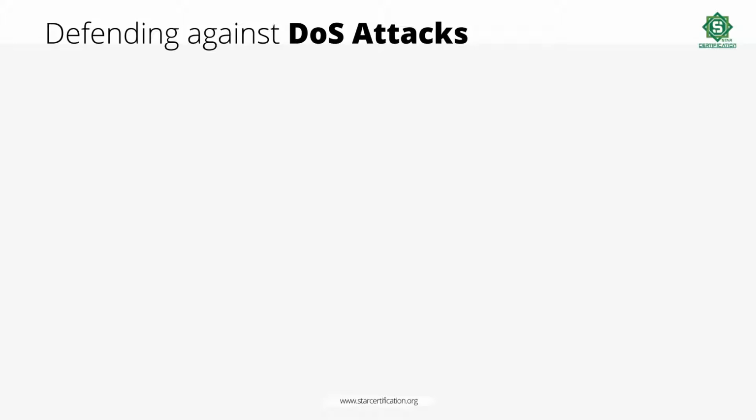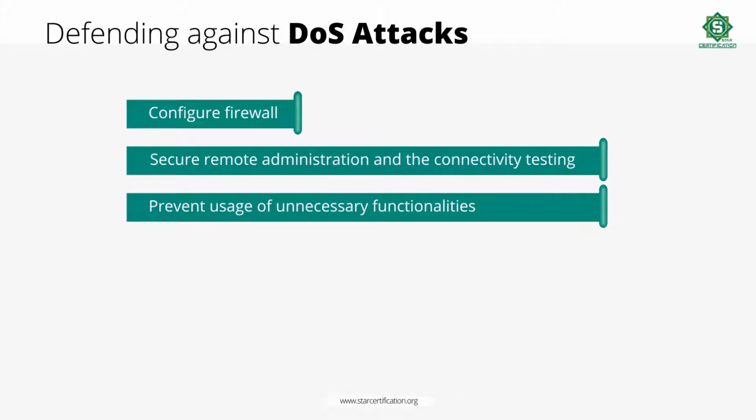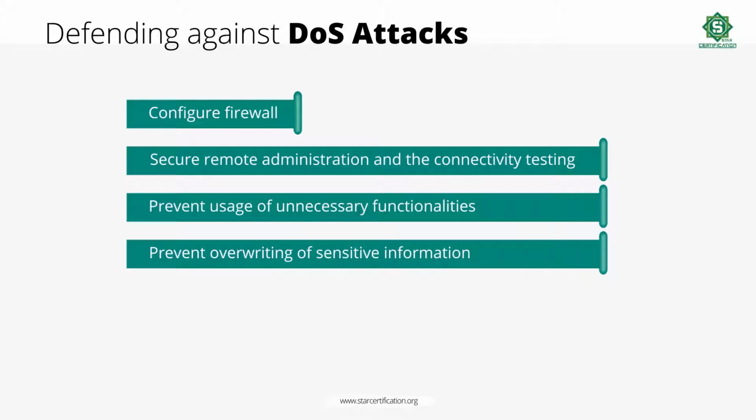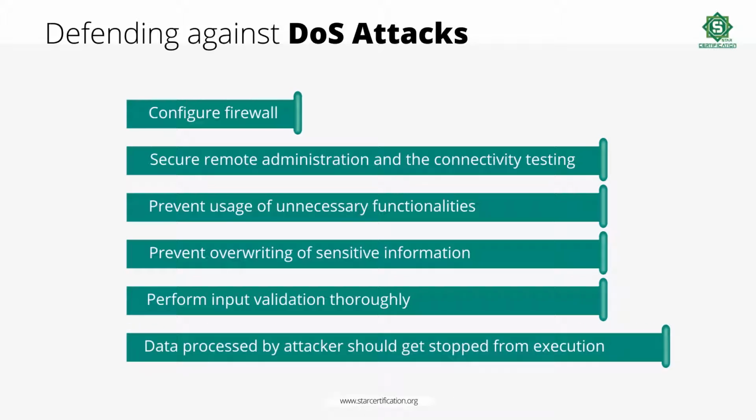DoS attacks can be defended by configuring the firewall for denying access of external Internet Control Message Protocol traffic, securing remote administration and connectivity testing, preventing usage of unnecessary functionalities like return addresses, form overwritten, strcpy and gets, preventing overwriting of sensitive information, performing input validation thoroughly, and stopping data processed by the attacker from execution.